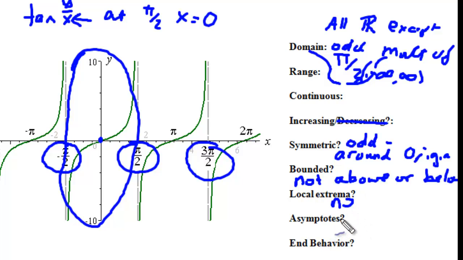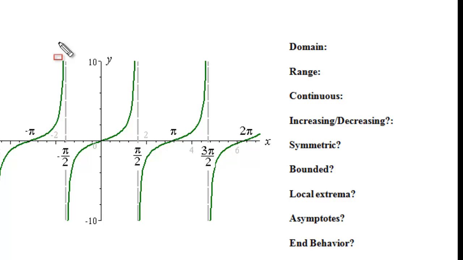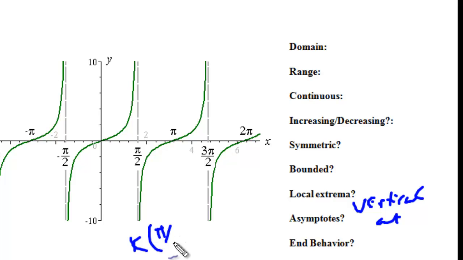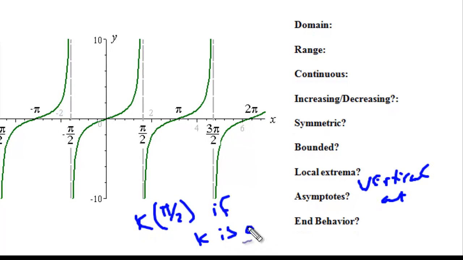The asymptotes: we have no horizontal asymptotes. At the vertical asymptotes, we have vertical asymptotes at every point at k times pi over 2 if k is odd. It's the same idea we were talking about in the domain. We have the odd multiples of pi over 2.